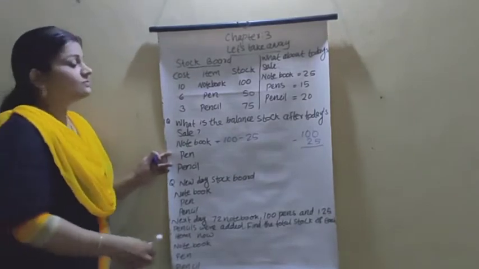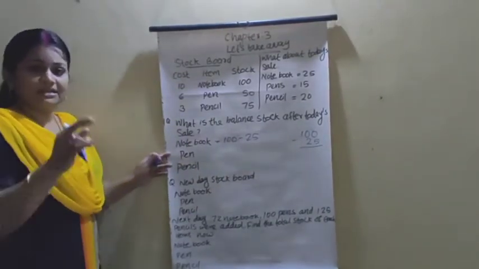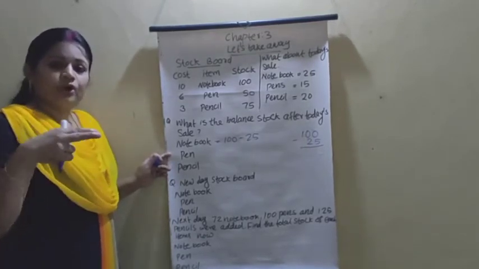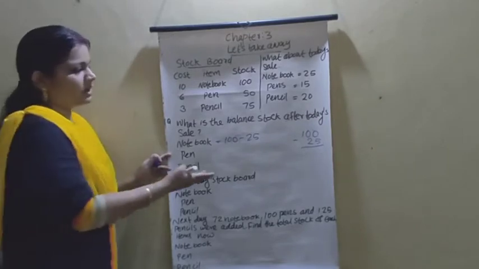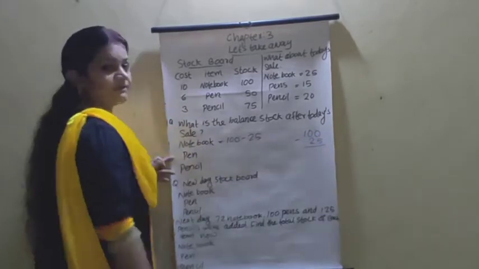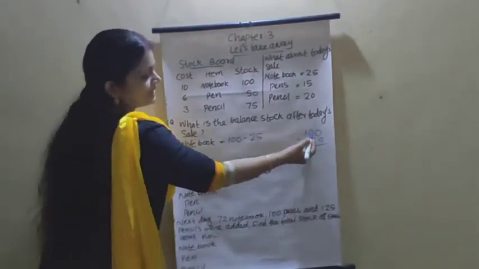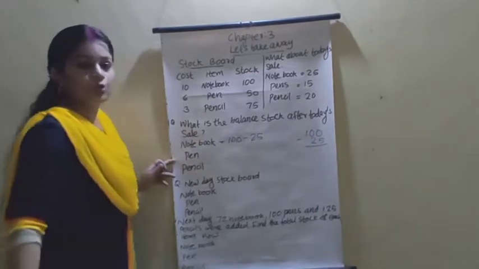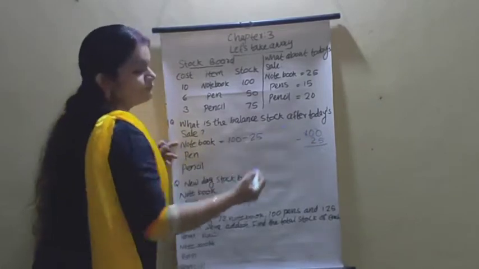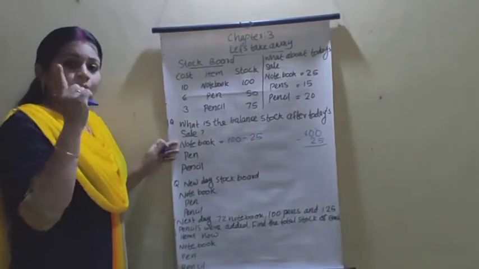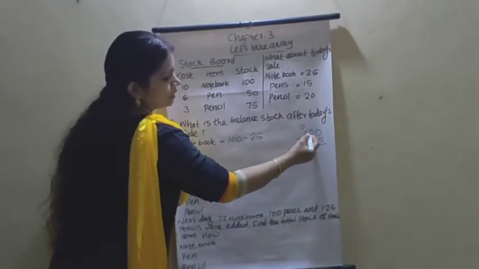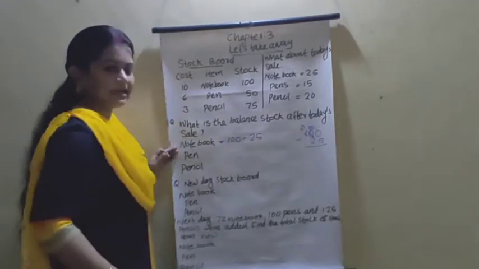This is subtraction with borrowing. Subtraction is of two types: without borrowing and with borrowing. Addition also: with carryover and without carryover. How to borrow in this one? 0 minus 5 is possible? No. Again, the tens place also is 0. 0 minus 2 is possible? No. Then what? We take 1 borrow from 1. The 1 will be 0. This 0 will be 10.